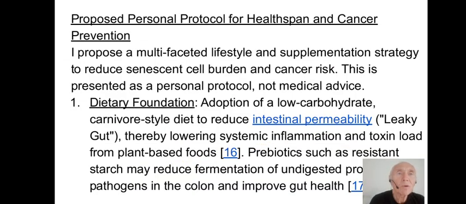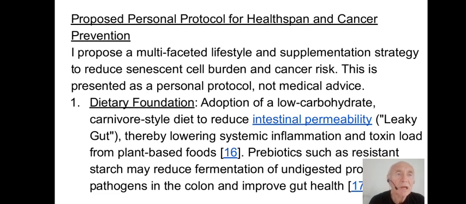So, a proposed personal protocol for healthspan and cancer prevention. I propose a multi-phased lifestyle and supplementation strategy to reduce senescent cell burden and cancer risk. This is presented as a personal protocol, not medical advice. Again, this is just my opinion, but it is what I recommend.